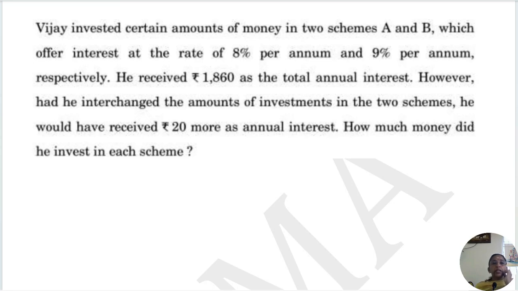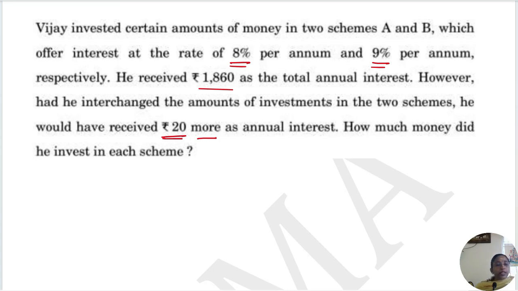Vijay invested a certain amount of money in two schemes A and B, which offer interest at the rate of 8% per annum and 9% per annum respectively. He received rupees 1860 as the total annual interest. However, had he interchanged the amount of investment in the two schemes, he would have received rupees 20 more as the annual interest. How much did he invest in each scheme?